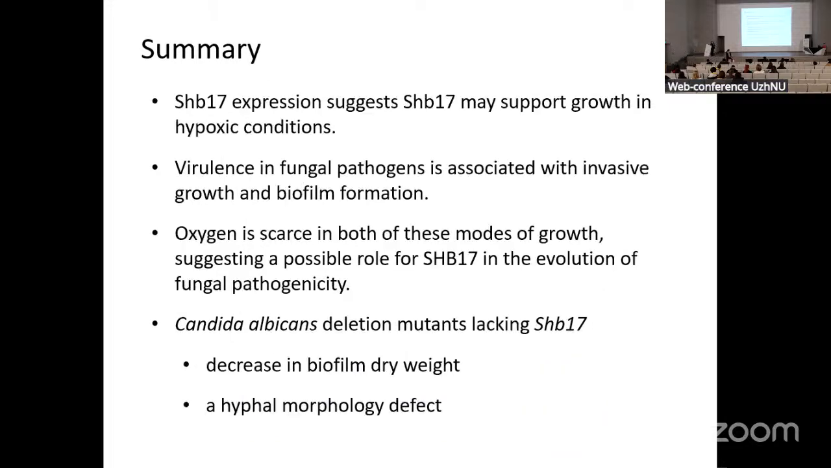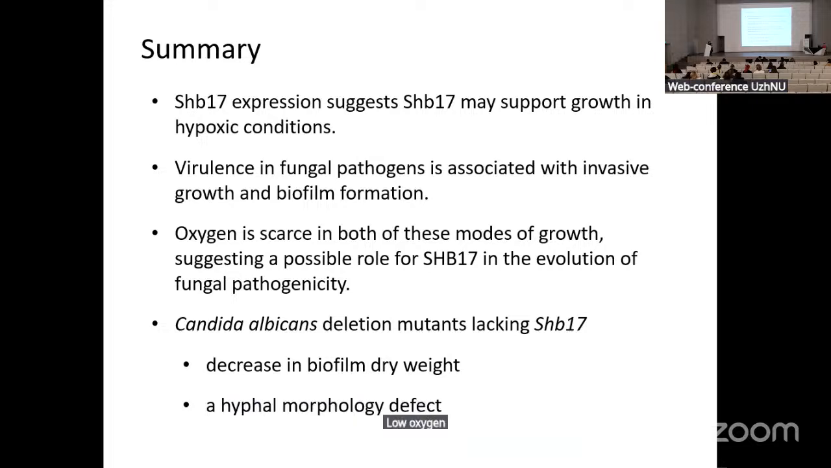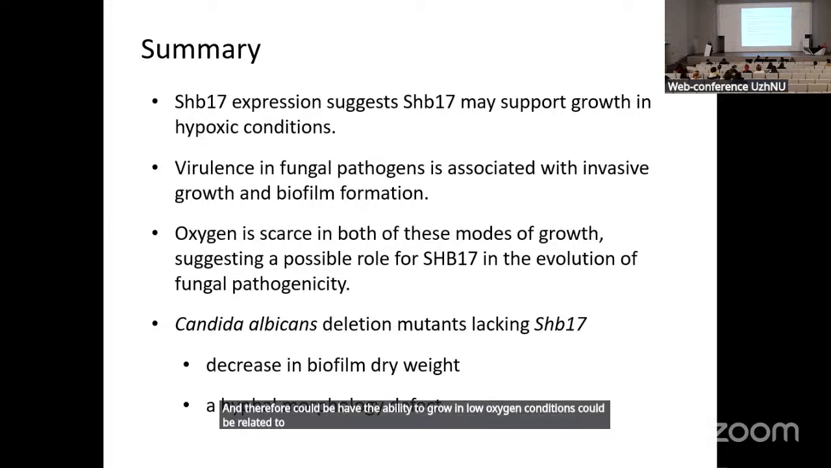SHIB17 expression patterns in yeast suggest that it may support growth in low oxygen conditions. Low oxygen conditions are consistent with biofilms and with invasive growth, and therefore the ability to grow in low oxygen conditions could be related to the development of this infectious lifestyle.